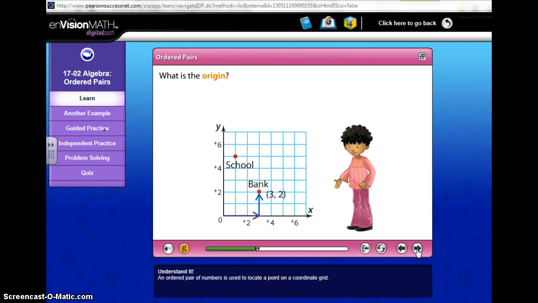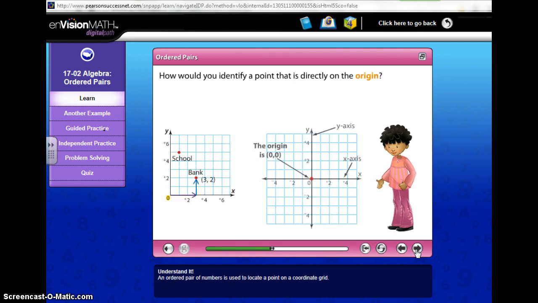Remember, the origin is considered that 0 point. It's right where the y-axis and the x-axis intersect each other, right here. And that's always where we start. Now we're going to talk about a coordinate plane. In a coordinate plane, our origin is dead center, right in the middle. And that's where we start. If we were to plot that as an ordered pair, we would write it 0, 0.